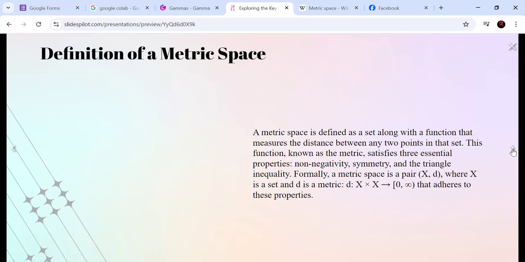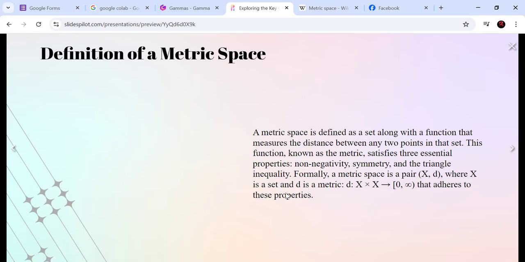When it satisfies these three essential conditions, then that is called a metric. The pair of a non-empty set X and the distance is called a metric space. So the first property is non-negativity, the second is symmetry, and the third is the triangular inequality. Formally, a metric space is the pair of a non-empty set and the distance D. The pair X and D is called a metric space, where X is a set and D is a metric.